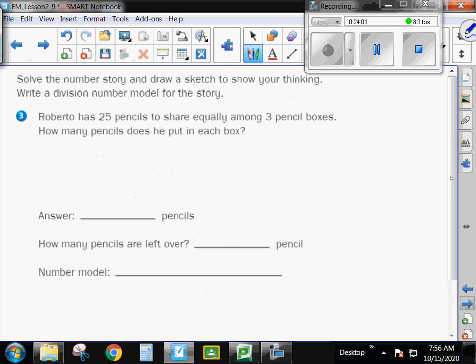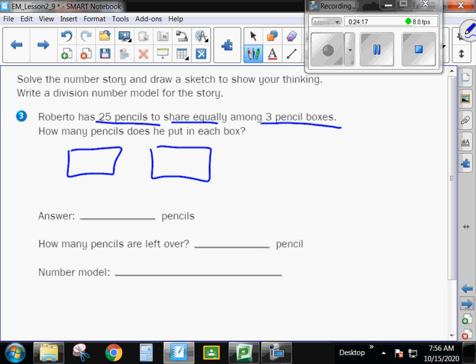All right, number 3, Roberto has 25 pencils to share equally among 3 pencil boxes. How many pencils does he put in each box? So I know there are 25 pencils. I'm sharing them equally among 3 pencil boxes. So I'm going to draw my 3 pencil boxes, and I'm going to start putting my 25 pencils in there. So I've got my, you know what, I'm going to put 5 in at a time to start. 25 pencils, that's a lot of pencils for these.